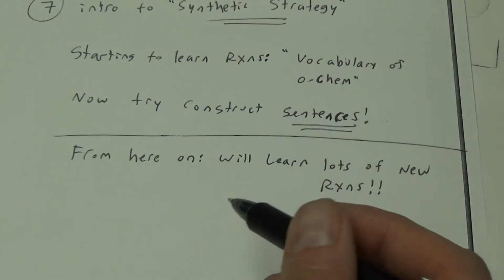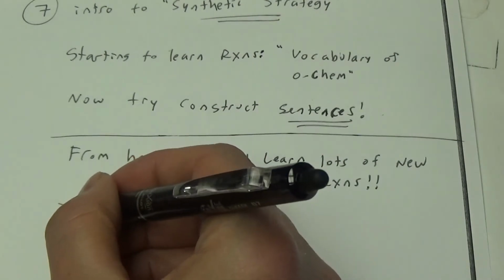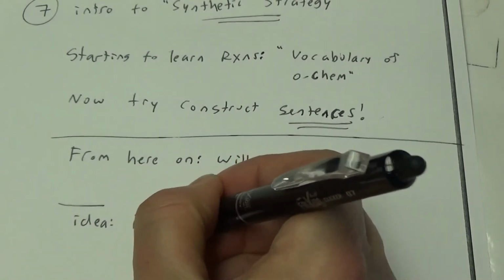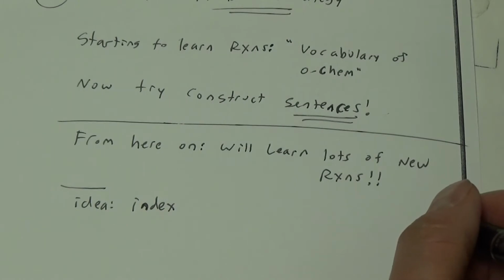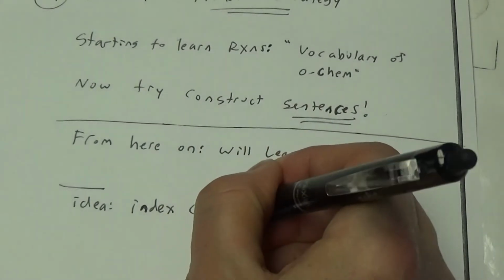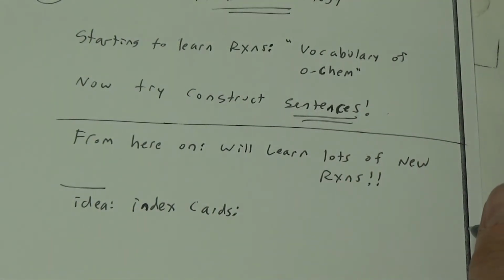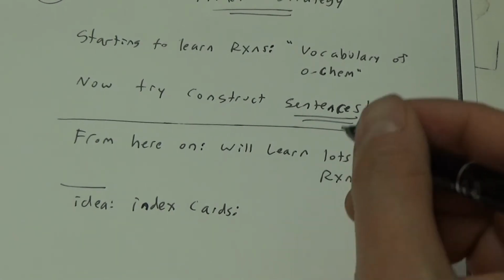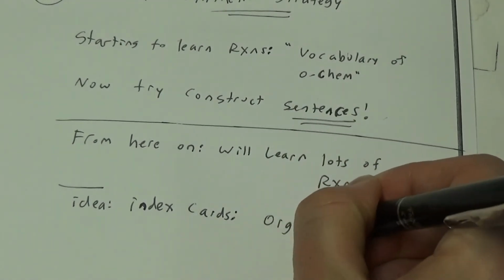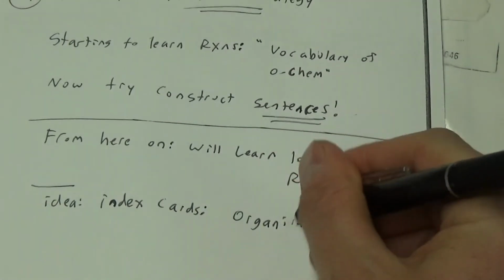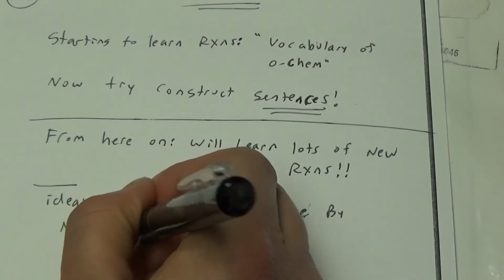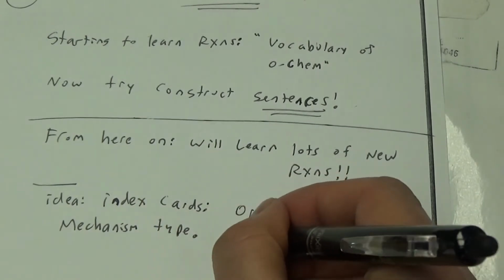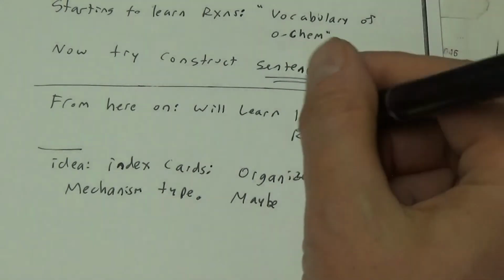I still think I like the idea of index cards, and even though you have all your notes in front of you, it's going to be very easy to get lost in all of it. So index cards are a really good idea. Not only just a stack of index cards, because a stack of index cards might be a little overwhelming, but kind of organized by mechanism type. That might be a good idea. Maybe even by chapter. Some kind of way to organize this stuff, because you're going to have a lot of reactions.